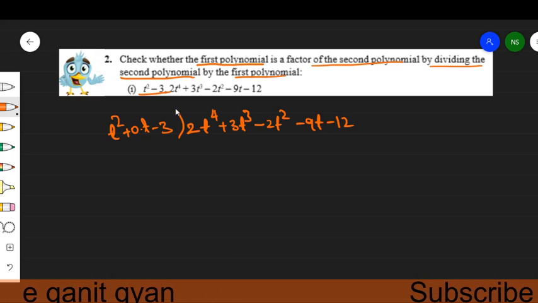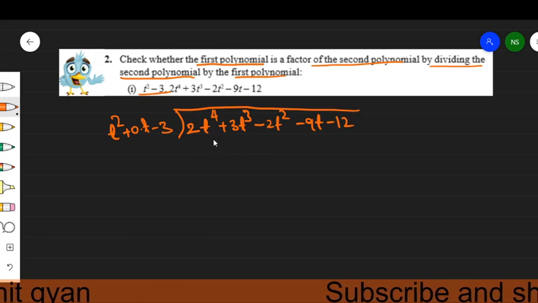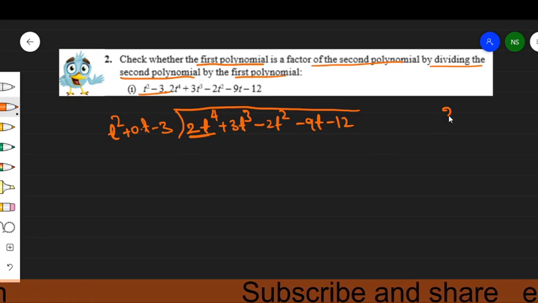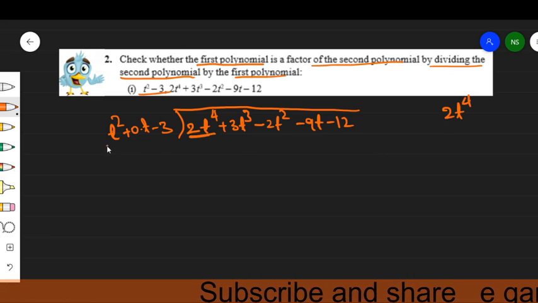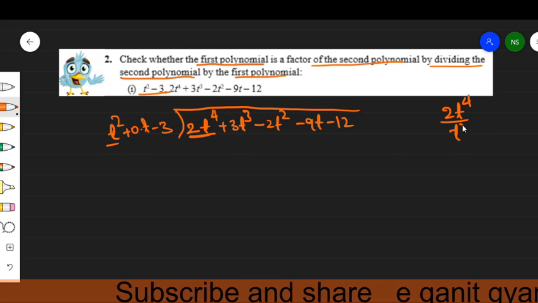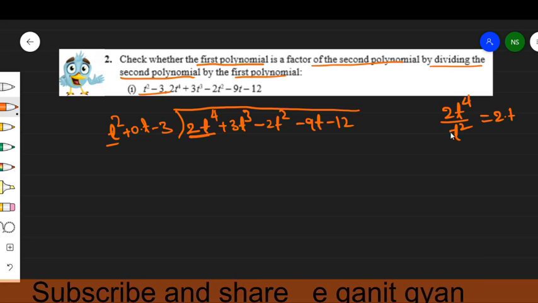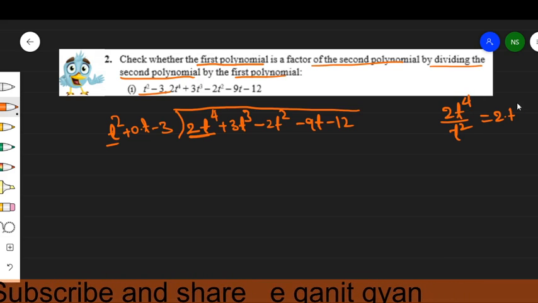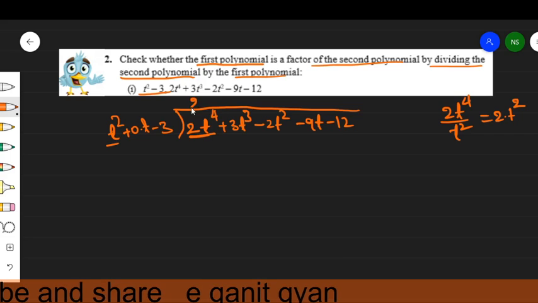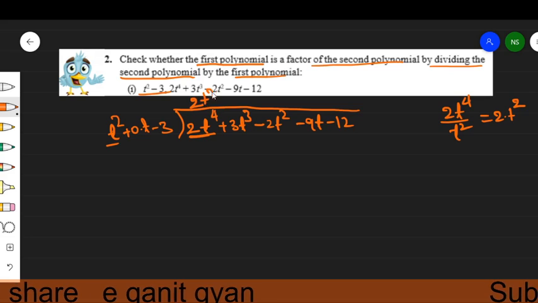Now I can divide very easily here. How do I divide? It is very important. Take the first term in the dividend, 2t power 4. In the divisor also take the first term and divide with t square. So what do we get? 2 into t to the power of 4 minus 2, by the a power m by a power n formula, which is t square. We write this 2t square in the quotient part.